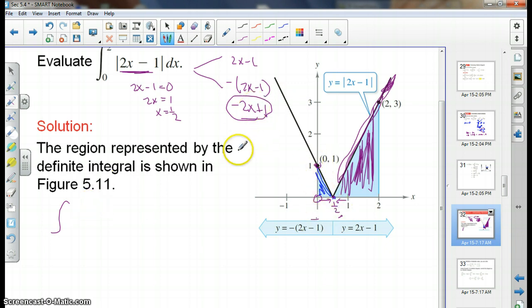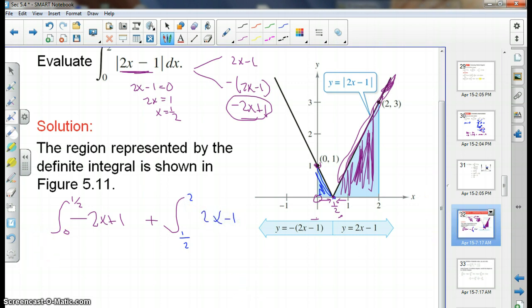That's not really a point on the function, but that is the slope of this thing. So I think I'm going to start with this negative 2x plus 1. That's the negative slope part, and I want to integrate that between 0 and a half. And I'm going to add that to the blue integration, but integrating between 1/2 and 2 for the positive line, which is 2x minus 1.